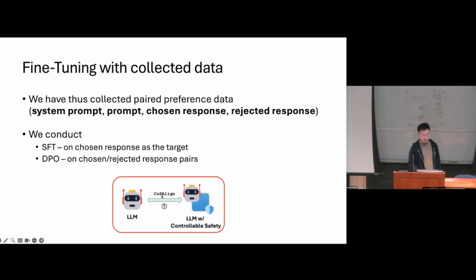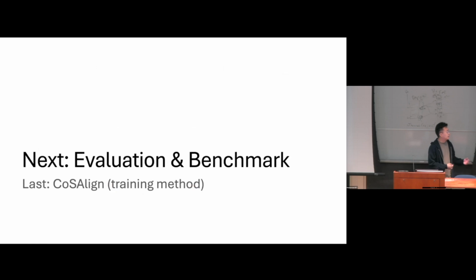And finally, given this synthetically produced data, we conduct supervised fine-tuning and direct preference optimization to obtain a fine-tuned model, which is the model here with controllable safety. So that's a bit more detail on CoSAlign. Do people have questions for this part?